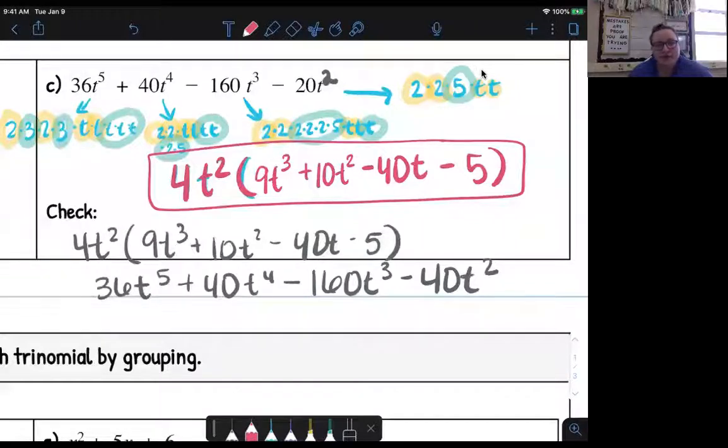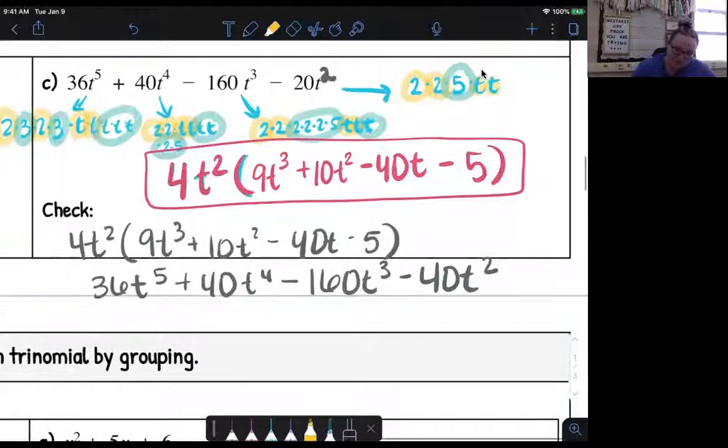All right, so you can see how I broke down all of the terms, all 4 of them. I circled in yellow what they had in common, which I realized was 2 times 2 times t, which is 4t squared, which you can see out in front of the parentheses here. And then what was left for each term went here. And I used the same signs in the original polynomial. So the first term is positive, the second term is positive, and then the last 2 terms are negative. So I got 4t squared times 9t cubed plus 10t squared minus 40t minus 5. And that totally checked out when I checked it below. As you can see, hopefully yours worked as well.